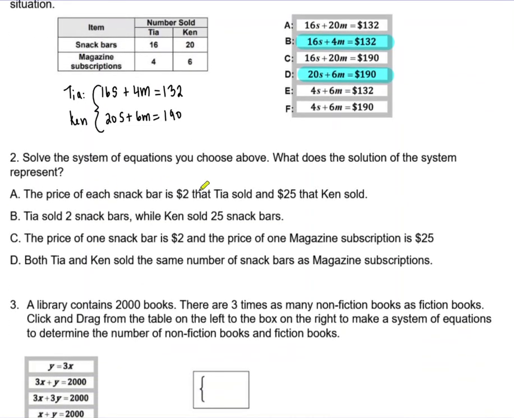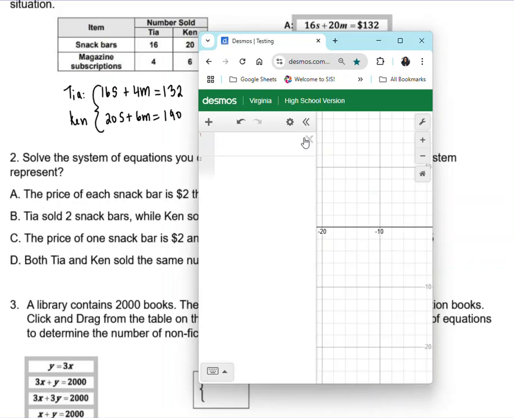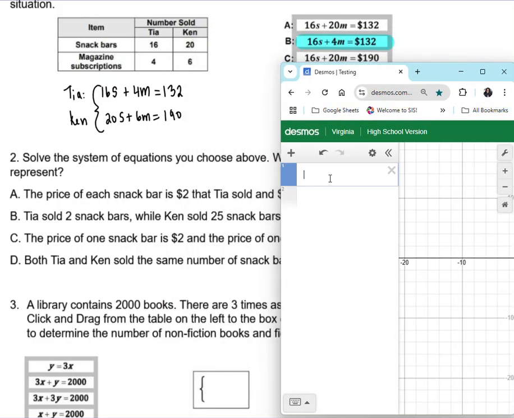All right, solve the system of equations you chose above. What does the solution of the system represent? So now that I have the system, let me go ahead and graph it and find my solution. The only thing with Desmos is it expects you to graph using X and Y. If I put S, it's not going to graph anything for me. Maybe it will. No, it won't. So I need to change this to X and Y so I can find a solution.